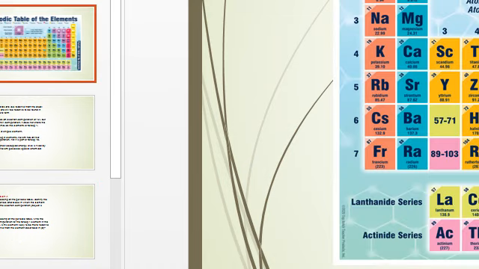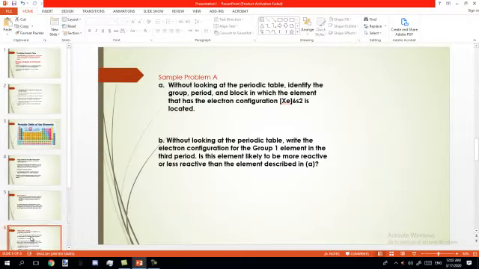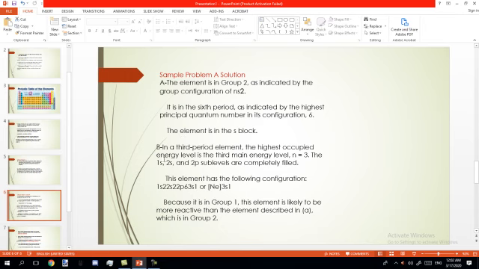What is the atomic number of the noble gas before the third period? Here the noble gas is neon, 10. It's the end of period 2, so we'll have neon. Then we have group number 1, so it is found in the s block. So let's see the answer here in B. In a third period element, the highest occupied energy level will be n equals 3, and the 1s, 2s, and 2p sublevels are completely filled. We can call it neon, then 3s1.